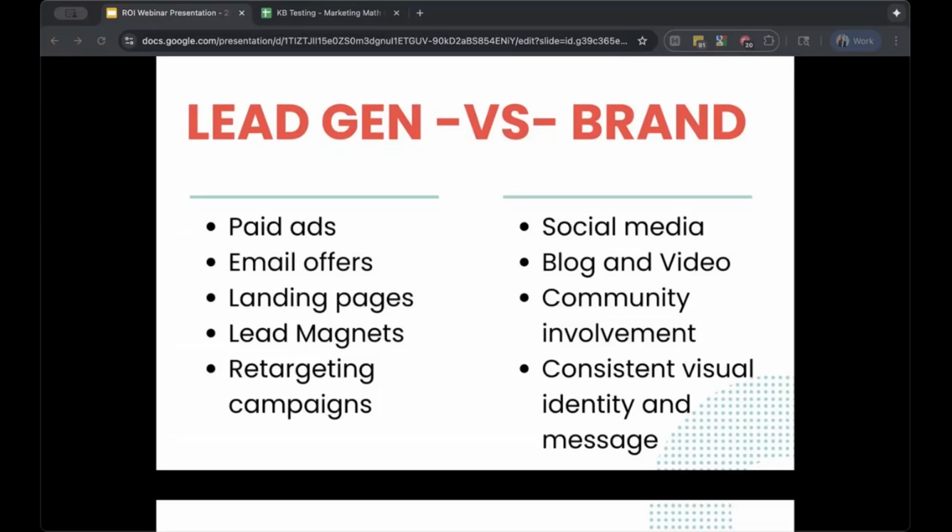All right. So going back to lead gen, like I was saying, this is really your faster results. Common examples would be your paid ads, your email offers, free trials, demos, landing pages, and those retargeting campaigns. And you're really measuring success by clicks, form fills, conversions, demo requests, sales, etc. So that's your lead gen side of things.